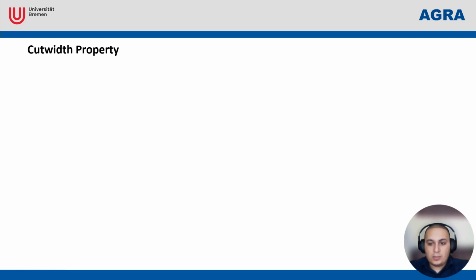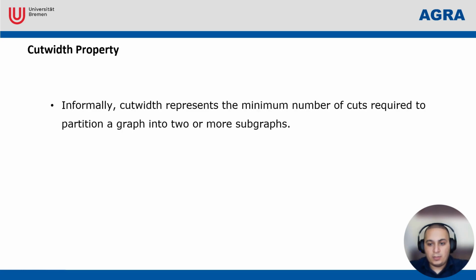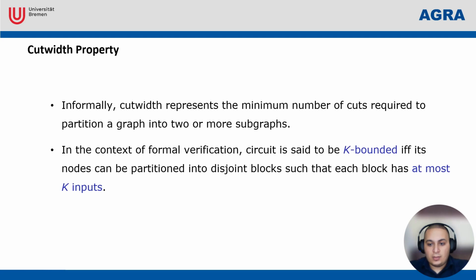Now for the cut widths, informally, cut widths represent the minimum number of cuts that we require to partition the graph into two or more subgraphs. And in the context of formal verification, a circuit is said to be a k-bounded circuit if it can be partitioned into disjoint subcircuits, such that each subcircuit contains at most k inputs.